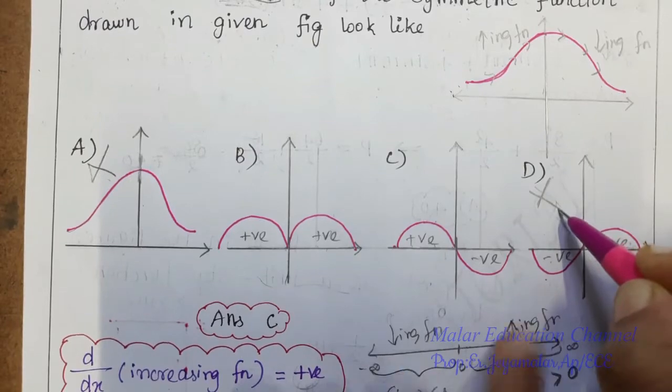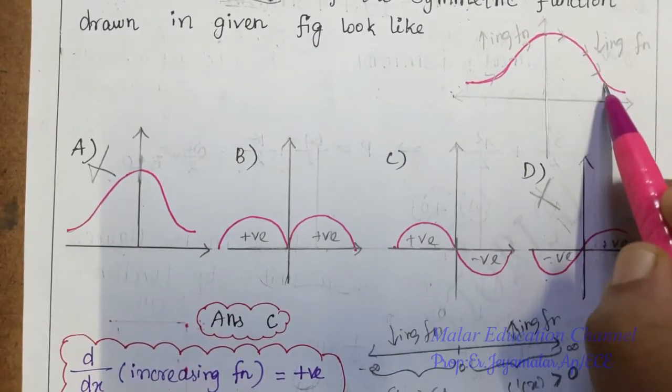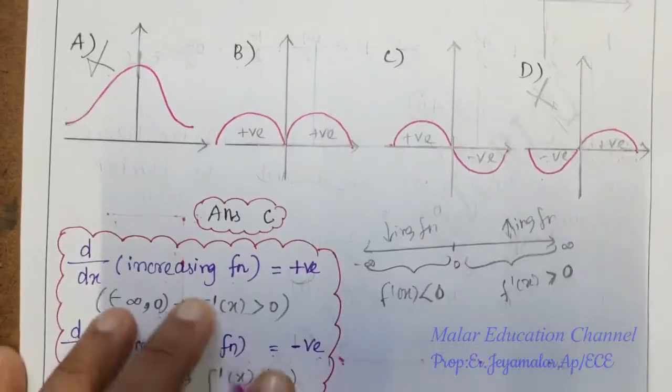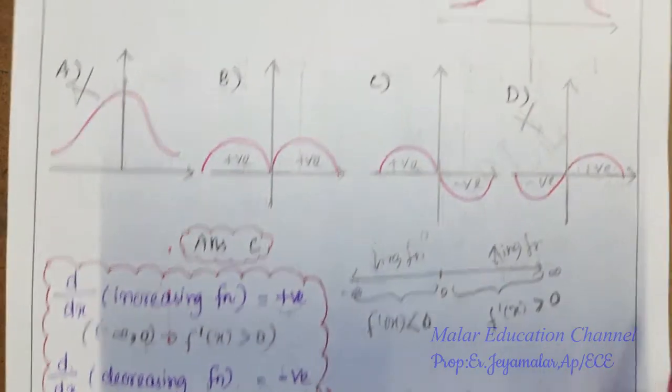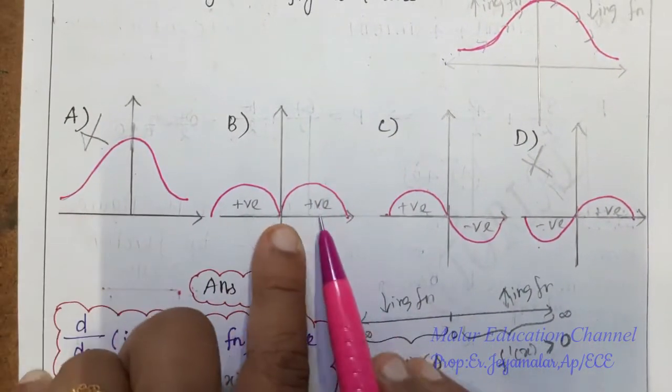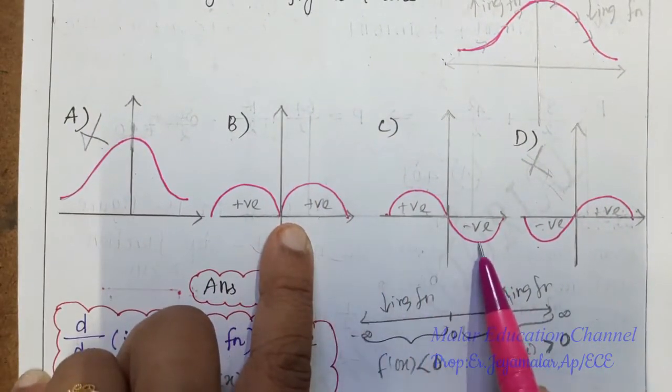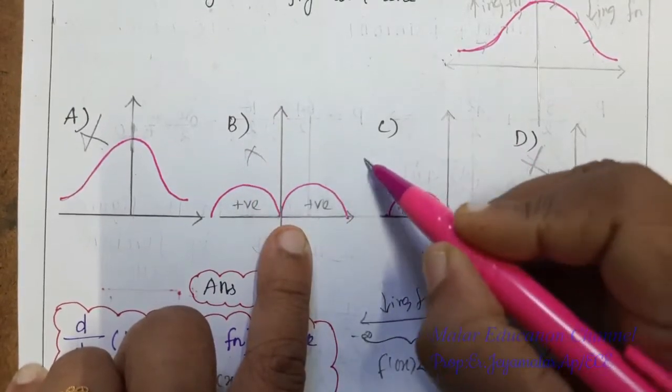Okay. Next, this is for the decreasing function, right side. Differentiation of a decreasing function is negative. Check the answer. Option B is positive, but option C is negative. So option B is wrong. Option C is the correct answer.